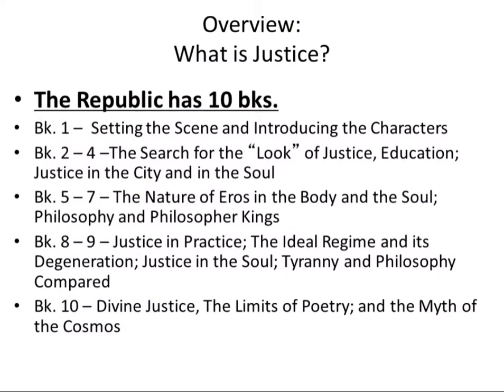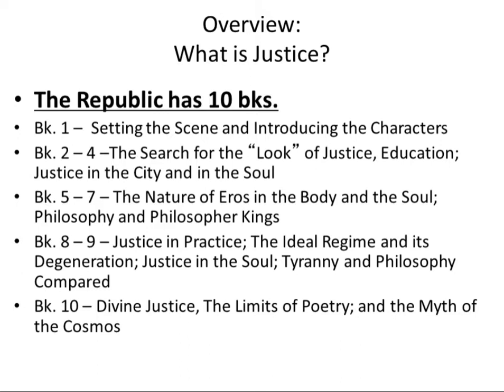Before we start speaking about Book 1 of the Republic, I'm just going to give you a brief overview of the structure of the work as a whole. In Book 1, Plato sets the scene and introduces the characters, as well as some themes that show up throughout the work. In Books 2 to 4, Plato searches for the look of justice and talks about education, and also, particularly in Book 4, speaks about justice in the city and in the soul through Socrates and his interlocutors.